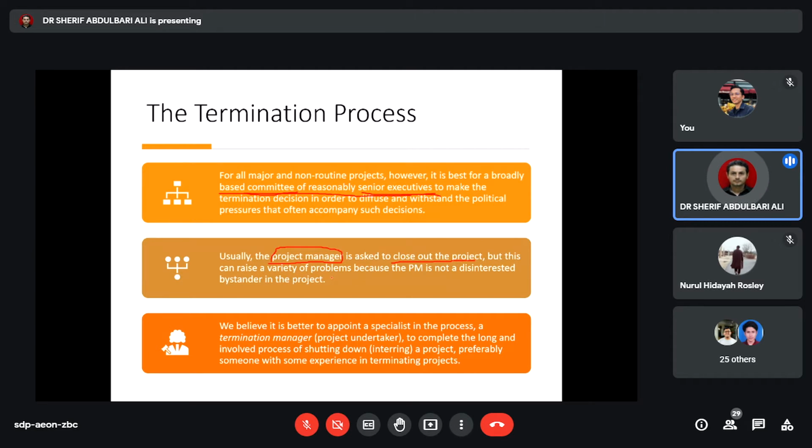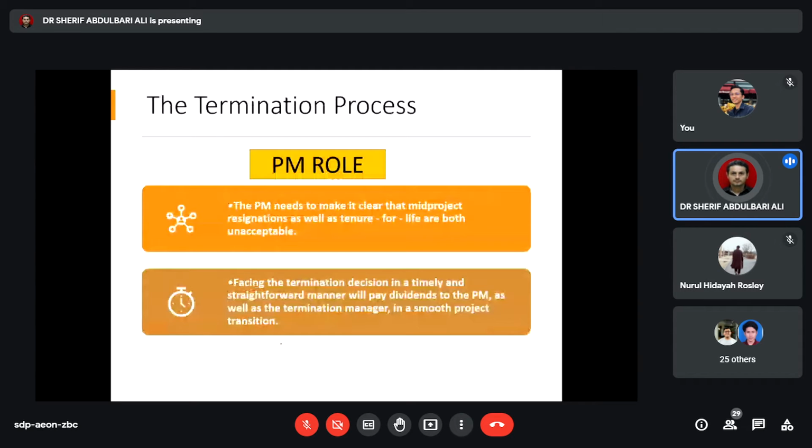But this can raise a variety of problems because the project manager is not a disinterested bystander for the project. And we believe that it's better to appoint specialists in the process of termination. So it means the project manager here is not the one who carries out the termination process. It's supposed to be appointing or hiring someone specialized in the process of termination. We will call this person the termination manager. So what's the role of the project manager in the termination process?